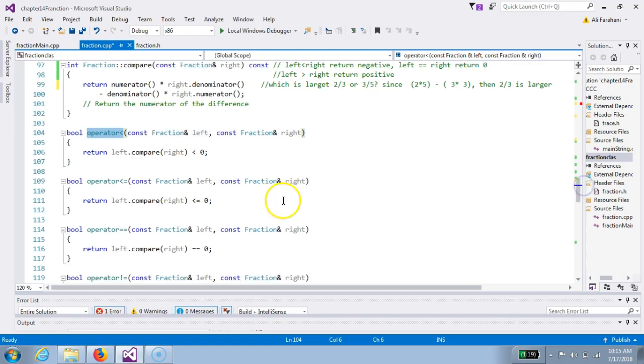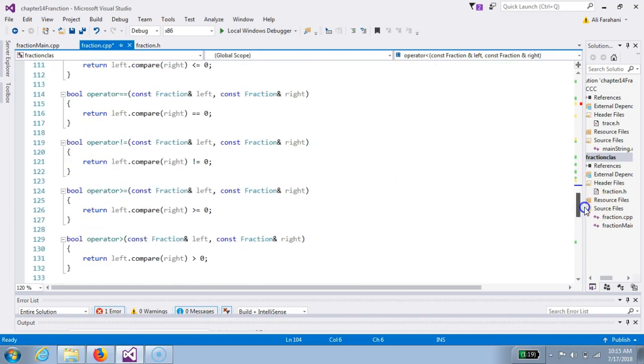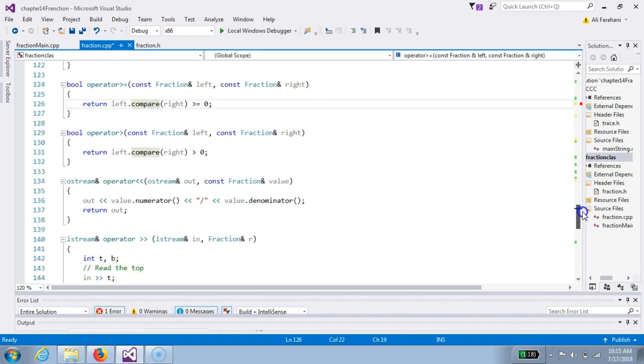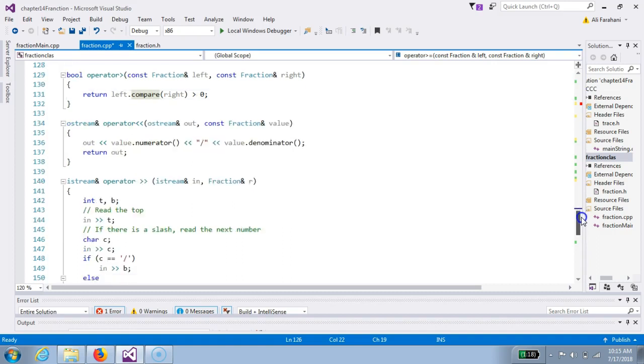Same thing for the other operations. Basically, left makes a call to compare, right? So it's a simple, nice implementation of all the comparison or relational operators, by making a call to compare. We'll handle it. All right, so I'll let you look at that, and then you have the output stream.